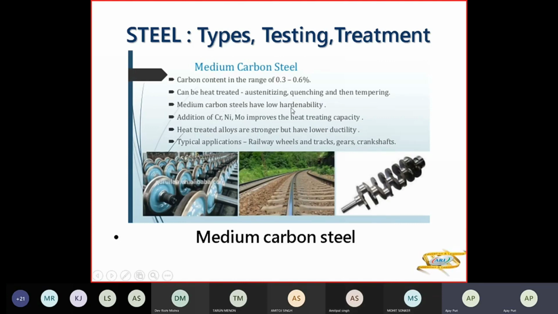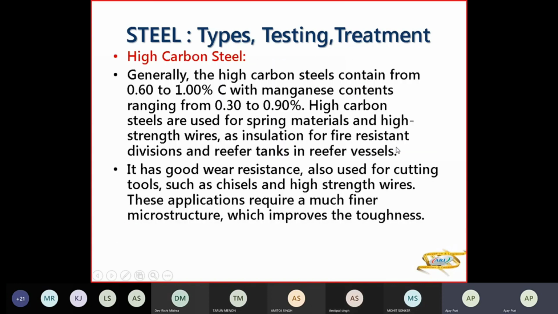Medium carbon steel has low hardenability. You're adding chromium, nickel, and molybdenum so that you improve your heat treating capacity. These alloys are stronger and have low ductility. So your applications are railway wheels and tracks and gears and crankshaft. Now we come to high carbon steel.